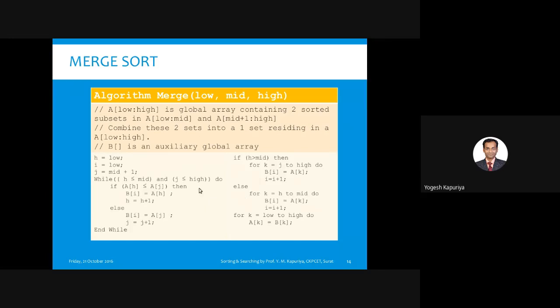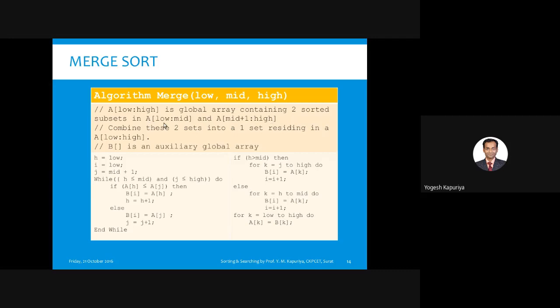I know it sounds somewhat difficult when you look at this algorithm, but it's very easy to understand. If you have understood the approach we discussed over that document, this is a very easy algorithm to understand. We have three inputs: low, mid, and high, where A is an array between low and high, and it is assured that low to mid is sorted and mid plus 1 to high is also sorted.